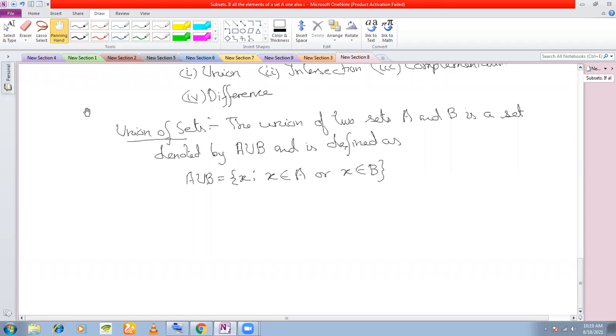You have done an ample number of examples, so I'm not discussing examples for union. When we'll be doing problems, we'll see. But for the time being, this is the most important definition that you must remember for the union of sets. Okay, next is the intersection of sets. Before discussing intersection, let me just discuss the Venn diagrammatic representation of union.